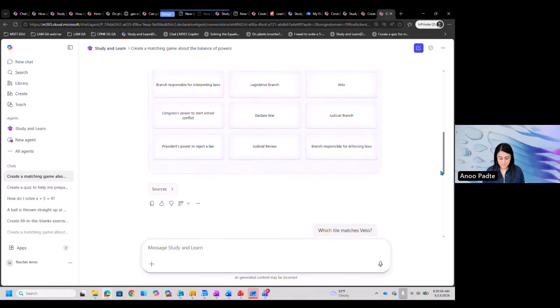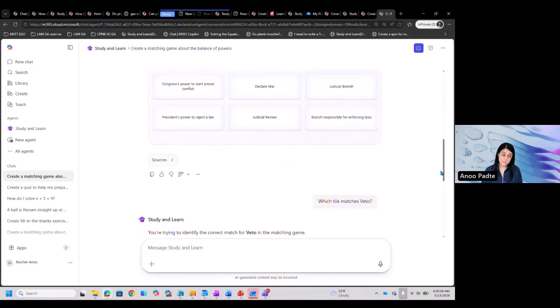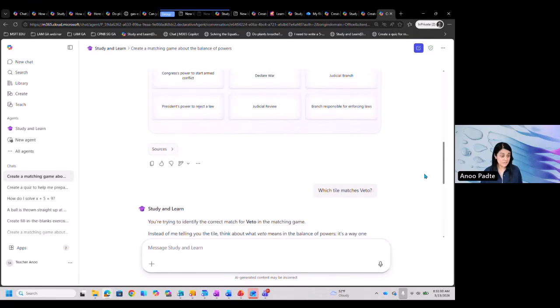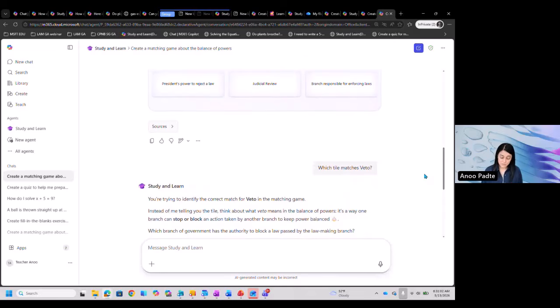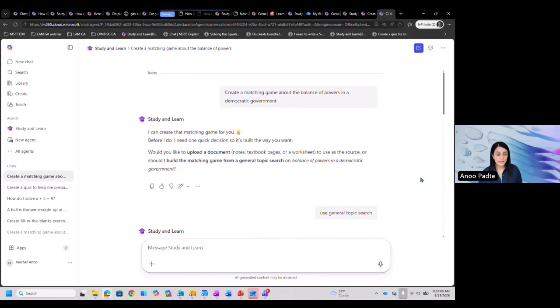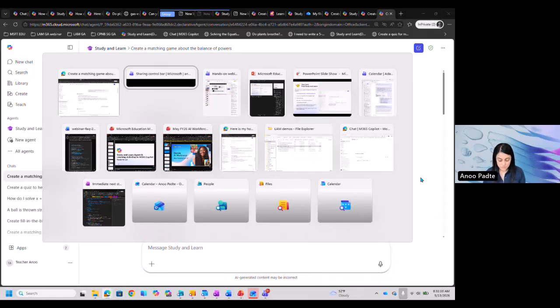and I'm connecting different concepts. And if I wanted to say, some students will do this, they'll say, which is Vita? Just tell me the answer. It says, you're trying to find the right match. Instead of me telling you, here's some information and let's talk about it. So next thing we're going to do is for you to try this.